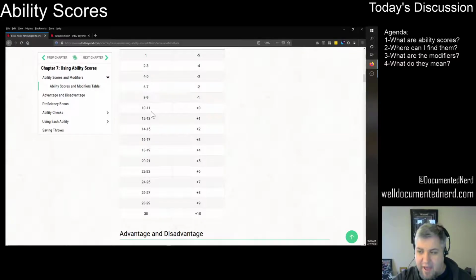Now, 10 or 11 is considered average. So if you're within that range of a 10 or 11, you get a +0 modifier because there's nothing about you physically that's holding you back. There's nothing that's giving you a bonus, all right? But if you had a strength of 14, that gets you a +2. Okay? That translates to saving throws, that translates to skill checks, that translates to a bunch of different things. But these are essentially where the modifiers come from.